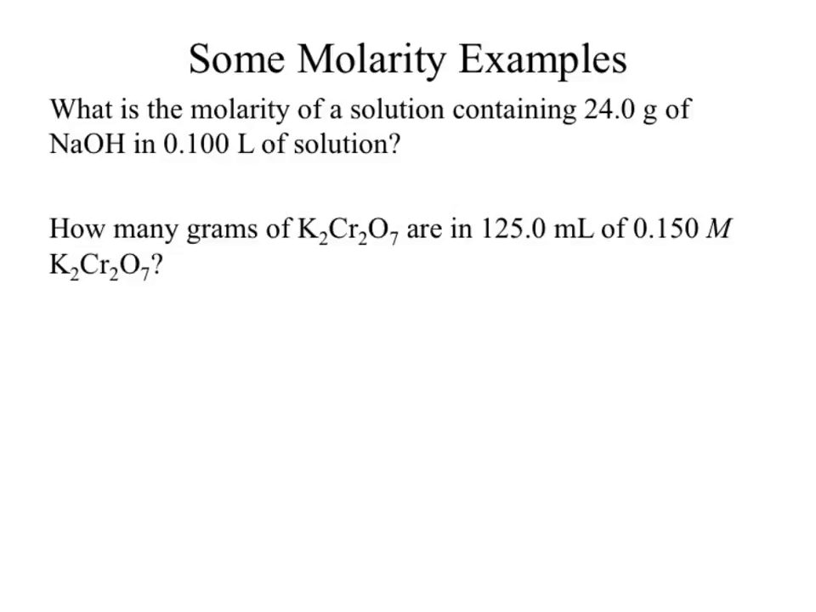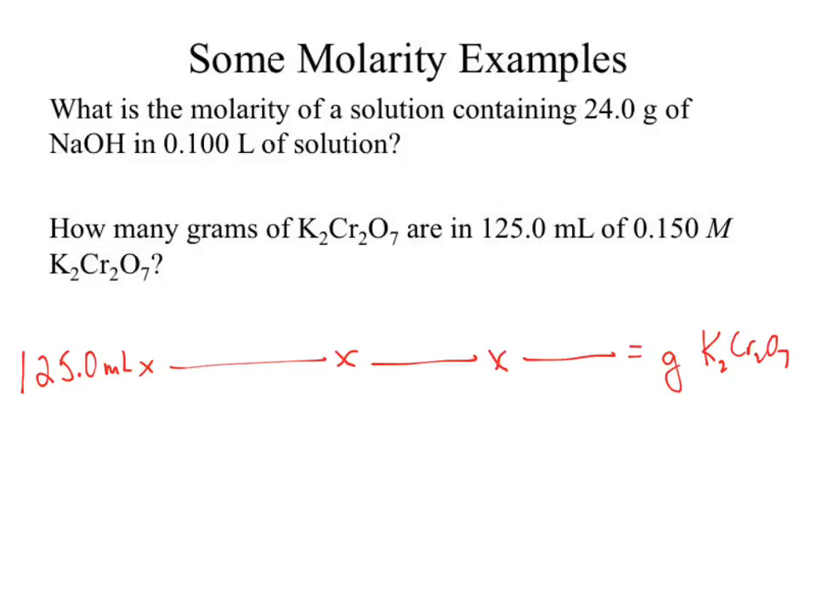But in those last couple minutes, how many grams of potassium dichromate are in 125 milliliters of 0.50 molar solution? I'll get you your skeleton set up, and then you should try and crank it out. What is it, K2Cr2O7? As a hint, I would argue 3 conversions.